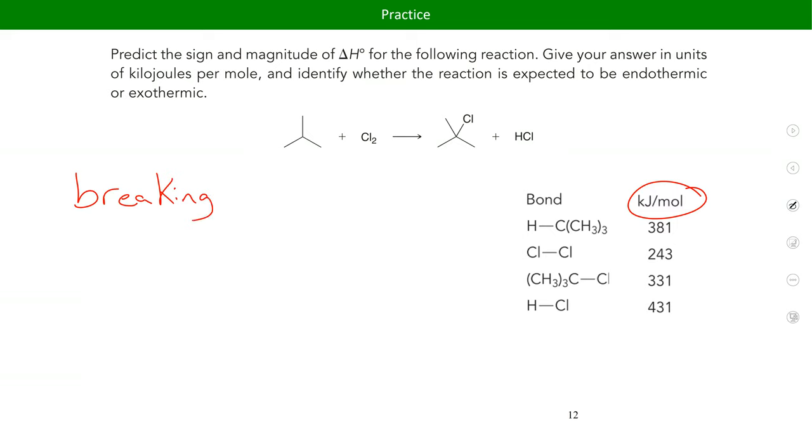Bonds broken are going to be positive numbers because you have to put the energy in. I have to work my way through the logic every time because I don't memorize that formula. So bonds broken, and then all the bonds formed are going to be favorable, so they're all going to be negative. So bonds broken minus bonds formed.